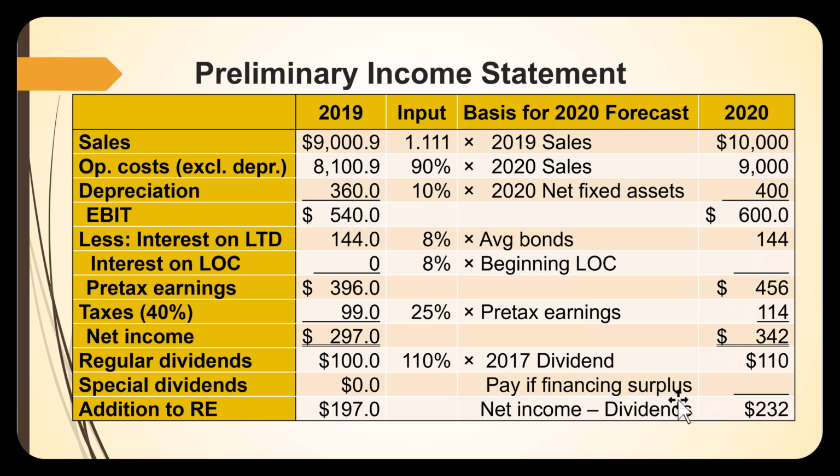So here's the income statement from our predictions here. And of course, you can see that we predict we're going to have $232 in retained earnings at the end. Dividends paid in 2020 is going to be $110. So that's our income statement.